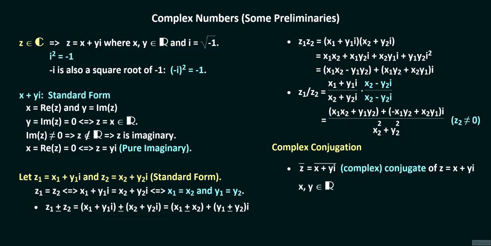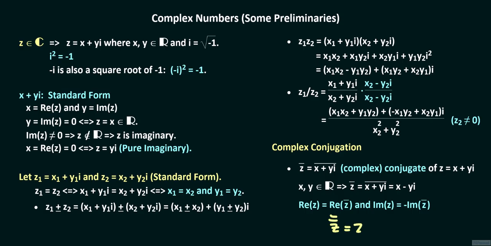If x and y are real, then the complex conjugate of x plus y times i is x minus y times i. And so the real part of z equals the real part of z bar. And the imaginary part of z equals minus the imaginary part of z bar. Furthermore, one can easily verify that z bar bar, or the conjugate of z bar, is z, so that complex conjugation can be called an involution or an involute operator.